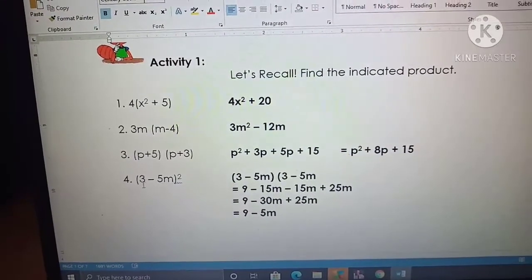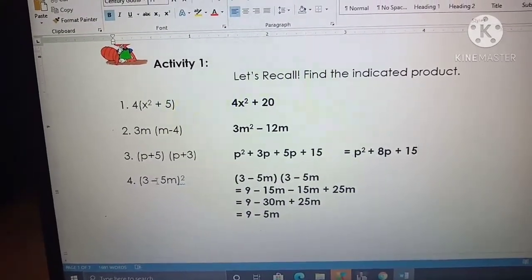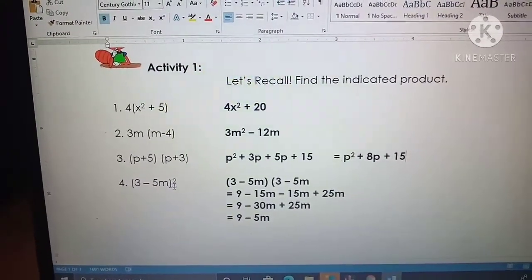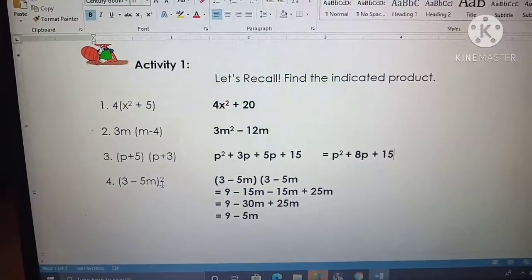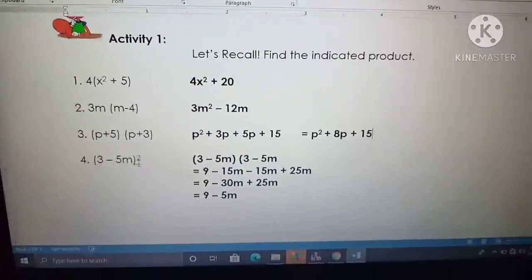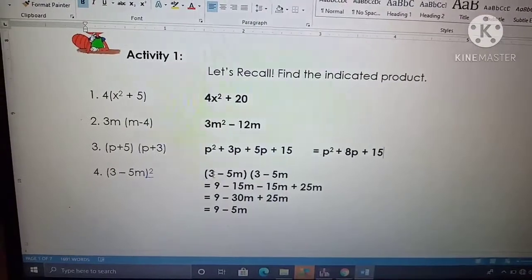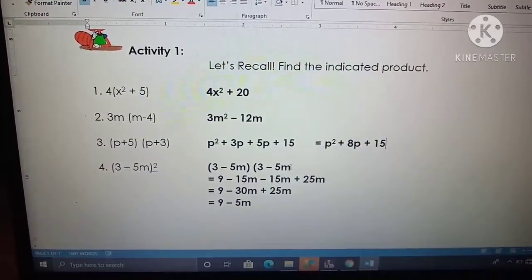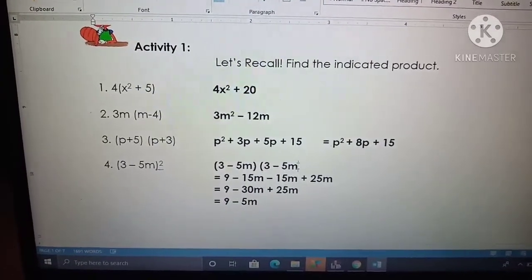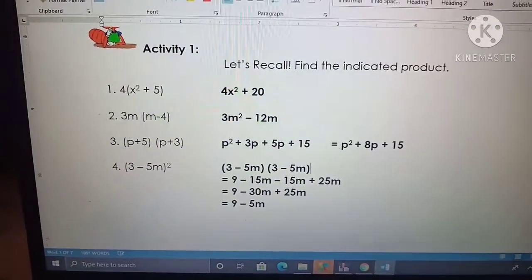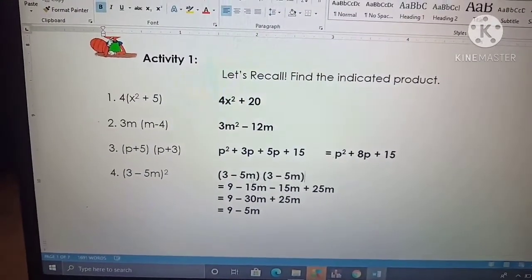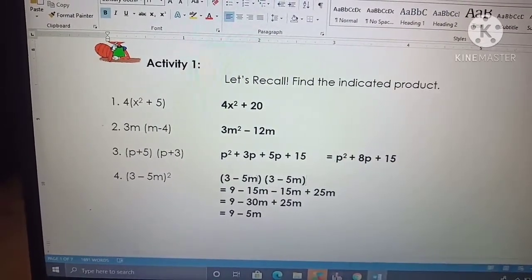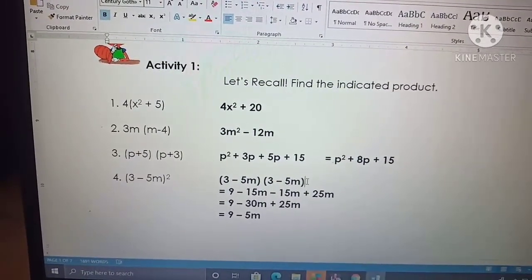Next, how can we solve 3 minus 5m raised to the power of 2? Gagawin natin is, ito yon. 3 minus 5m is multiplied to itself, di ba? Kasi squared siya. So, meaning, i-multiply natin sa sarili niya. So, we have 3 minus 5m times 3 minus 5m.